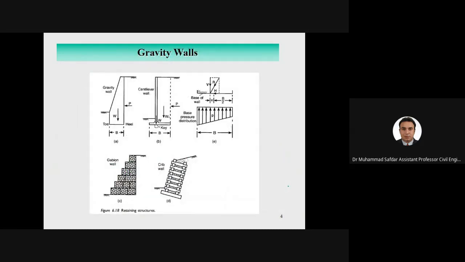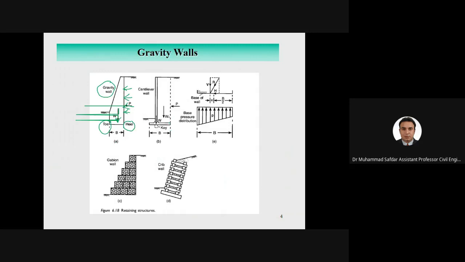Now, if we see the cross sections of the different types of gravity retaining walls, so you can clearly see that the weight would be acting downwards, and horizontally those forces would be acting in the horizontal direction, that P, due to the backfill material. This portion is known as the heel of the wall, and this portion is known as the toe of the wall.